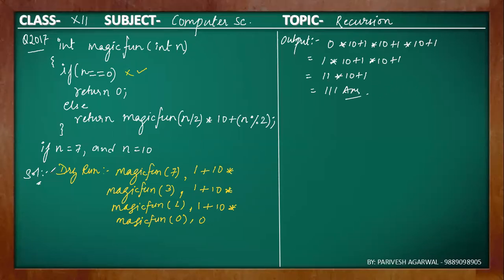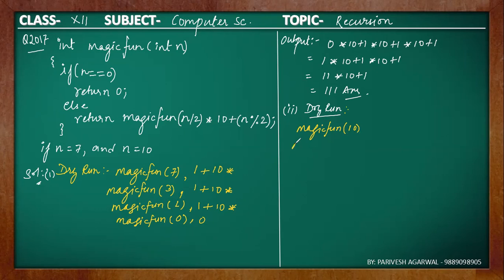Now this is the first part we have solved. Now we are solving the second part by taking n equals 10. So let's see the dry run for this. Again, we are invoking the function magic_fun and passing the value 10. The base case condition is checked, and the base case becomes false. So it moves to the else part.